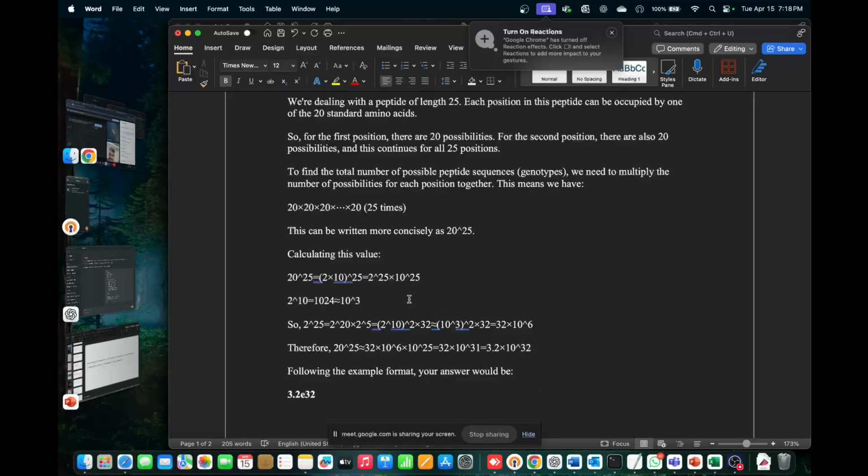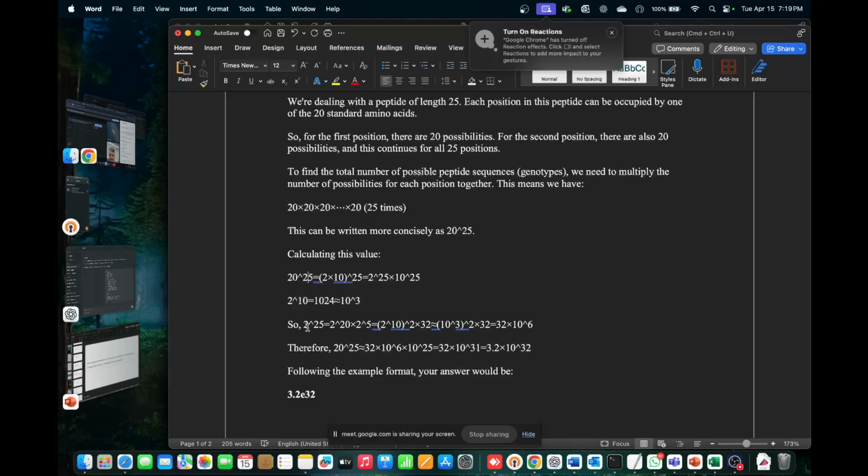Is it okay? It's just a simplification. There is no caveat in this. You are just simplifying. First, you break down this 20 into 2 into 10. Then you simplify this as 2 to the power 25 into 10 to the power 25.